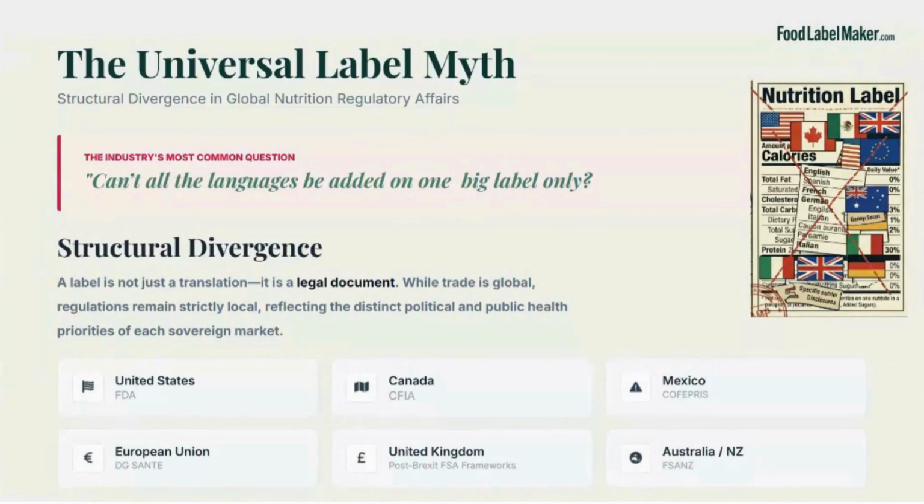So when you ship to 6 different markets, you aren't just translating words, you are navigating 6 different sets of public health priorities. And this is what we call structural divergence. And that is our core focus today. We're going to break down the 6 divergent systems, including the high stakes US, Canadian, and Mexican markets, in addition to complex European, UK, and Australia, New Zealand frameworks.